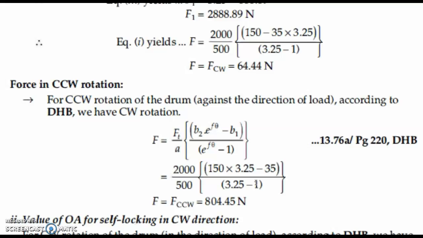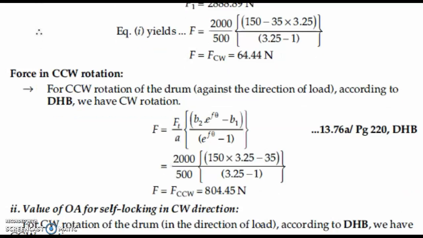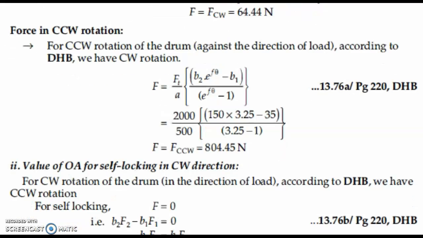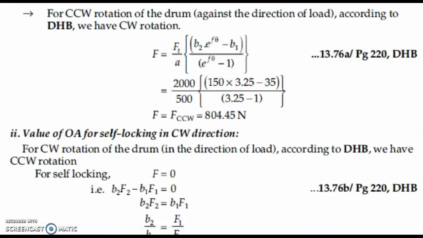Then which one is bigger? For the counterclockwise direction, the value will become 800 Newton. For the clockwise rotation, it will become 64 Newton. So these are the two values they are asking for in the first question. Then next, second question. What is it? They are asking about the self-locking.